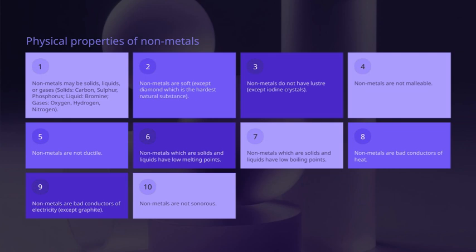They are also not ductile, meaning they cannot be drawn into wires like metals can. Finally, nonmetals can be found in different states of matter: solids like carbon, sulfur, and phosphorus, liquids like bromine, and gases such as oxygen, hydrogen, and nitrogen. Recognizing these physical properties helps us understand their behavior and how they differ from metals, which is essential as we explore their chemical properties later on.